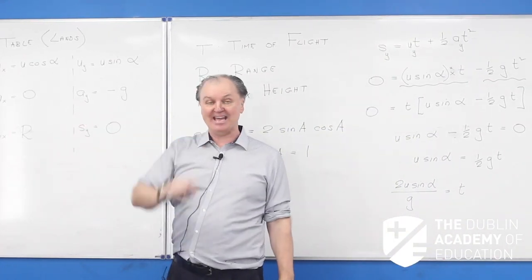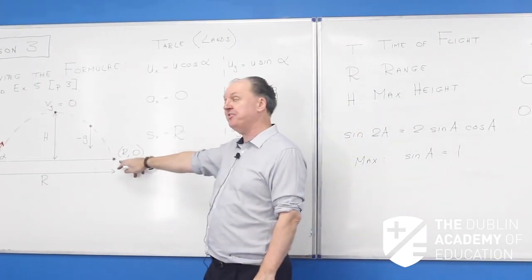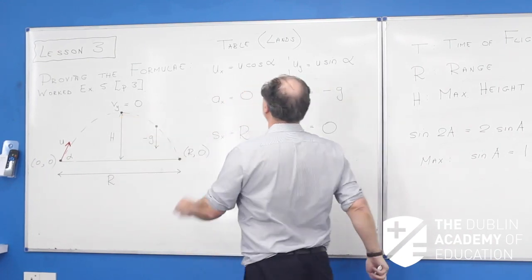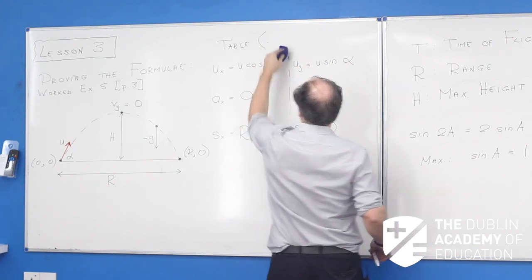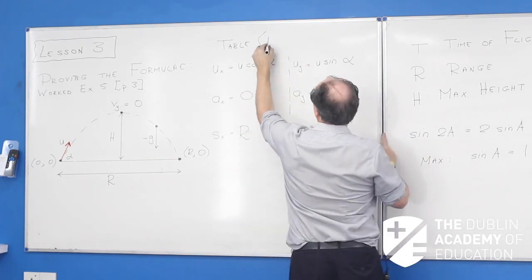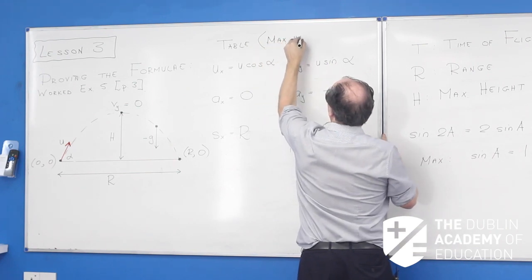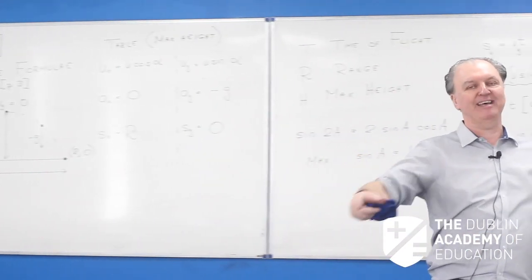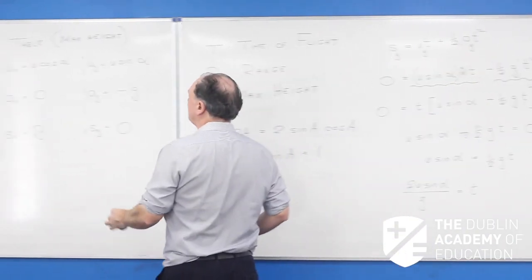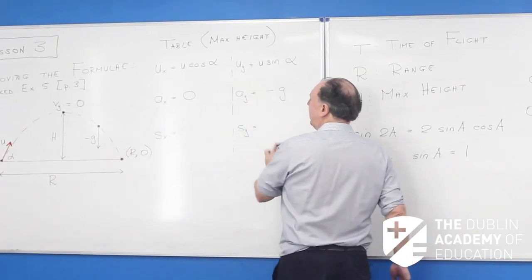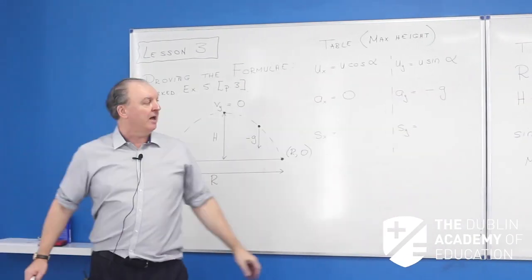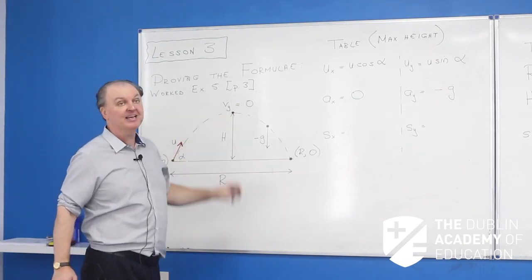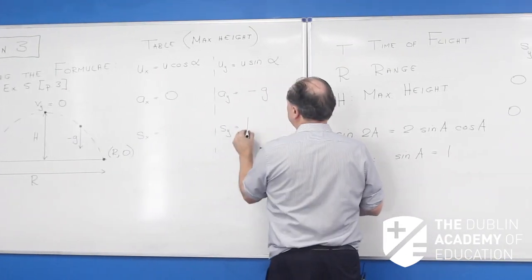I'm going to do my table again. You know that table was done for landing? Now I'm talking about finding the maximum height at that point there. So I'm going to change my table. Let's call it maximum height. Well, the launch speed doesn't change. AX and AY don't change. So what changes would be SX and SY. Well, what's SY when it's at its maximum height? We call that capital H, don't we? So SY is capital H.